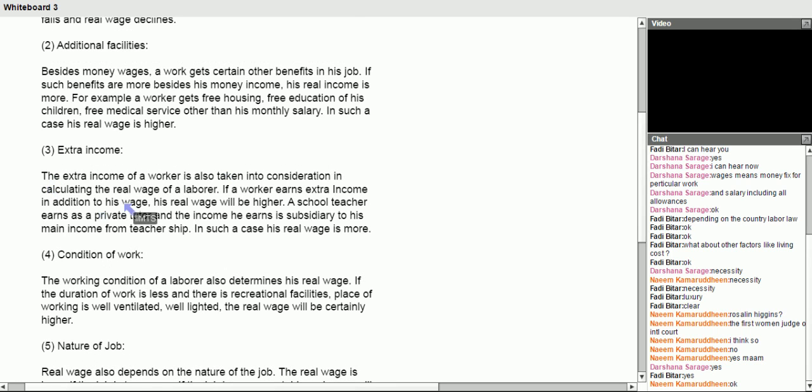Now extra income. So extra income of a worker is also taken into consideration in calculating the real wage of a laborer. If a worker earns extra income in addition to his wage, his real wage will be higher. Like a school teacher who is taking private tuition, so he is earning more money, so that is his extra income. This makes his real wage really high.